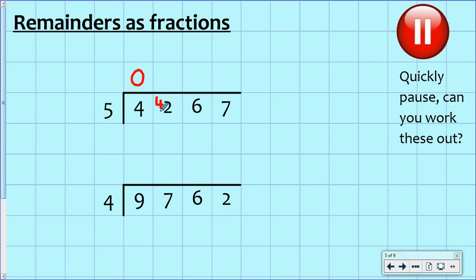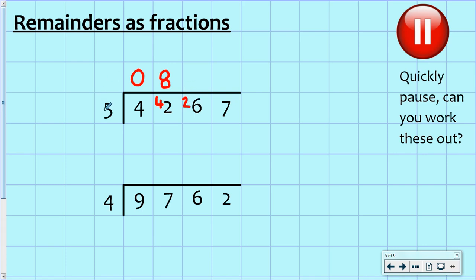Make sure you're always showing your exchanges, okay? Because you may start doing your work and then get a bit confused, and it could result in a slightly incorrect answer. So always show your exchanges so you know what part of your calculation you're at. Right, 42 divided by 5. 5, 10, 15, 20, 25, 30, 35, 40. I know 8 times 5 is 40, so I can get 8 groups. I've still got 2 left over, so I'm going to exchange that.